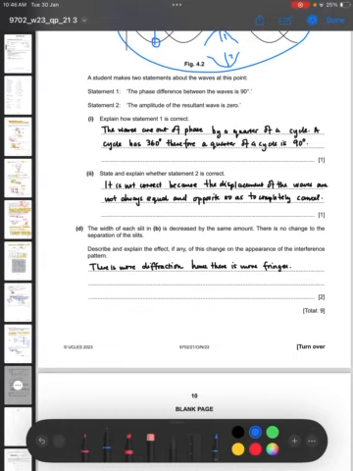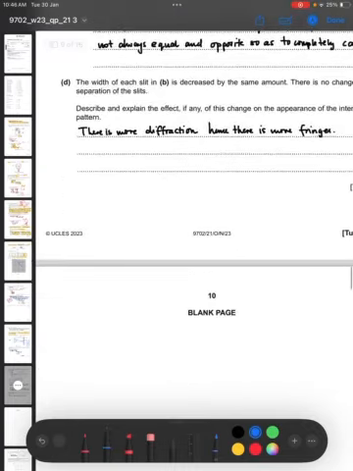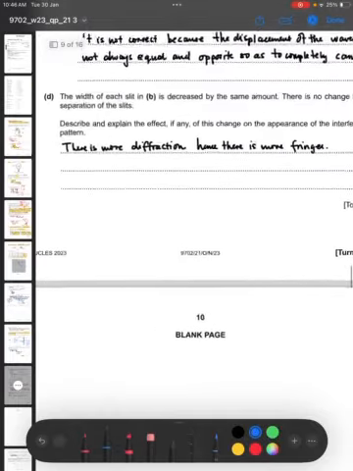Then the final question D: the width of each slit in B is decreased by the same amount. There is no change to the separation of the slits. The width of each slit in B is decreased by the same amount, but there is no change in the separation of the slits. Describe and explain the effect, if any, of this change on the appearance of the interference pattern. So there is no change in the separation of the slits.